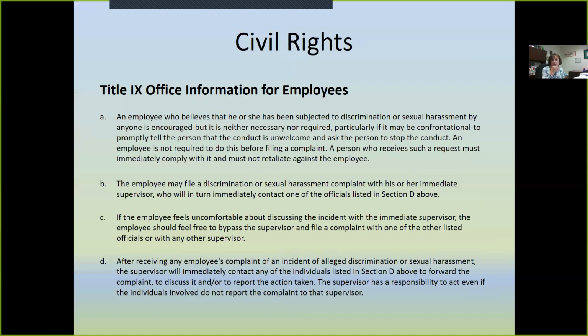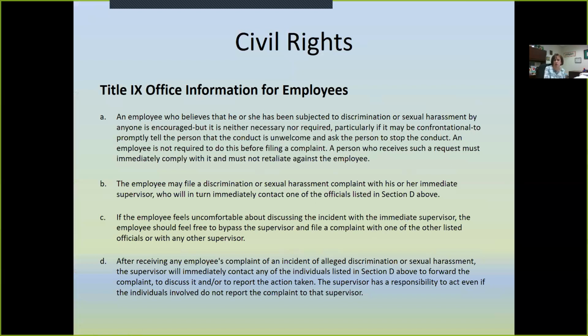So you can file a complaint with your immediate supervisor, and then that person immediately contacts the University of Nevada. And there are specific individuals. If you feel uncomfortable discussing it with your immediate supervisor, you can bypass that supervisor and go to one of the specific people. And I'm actually going to share with you the email or the website where you file those complaints. And then after that complaint is filed, there is an investigation and there is action.